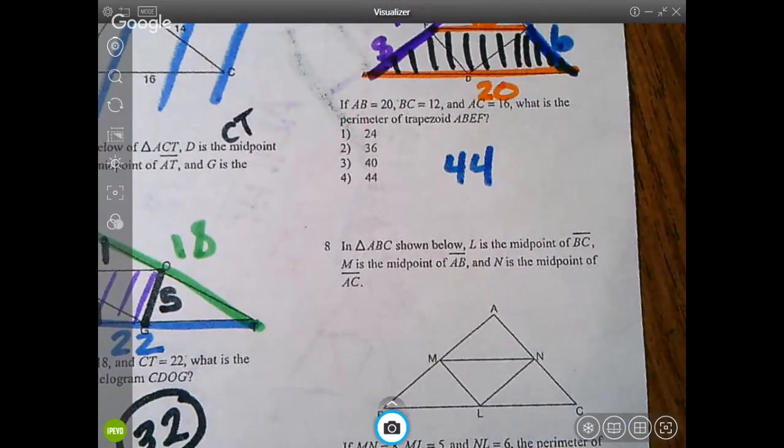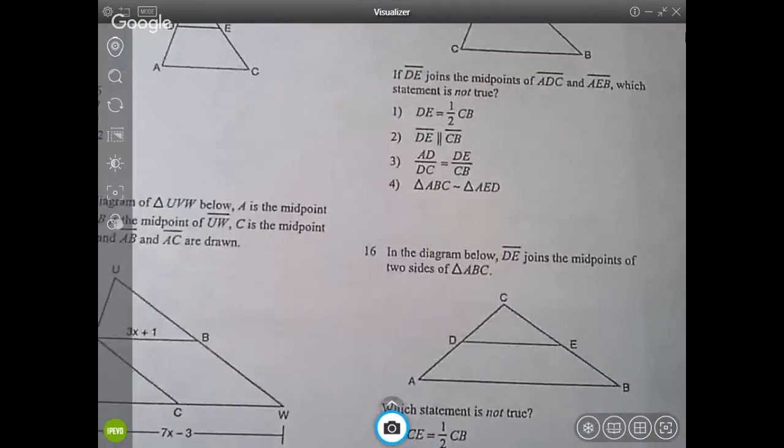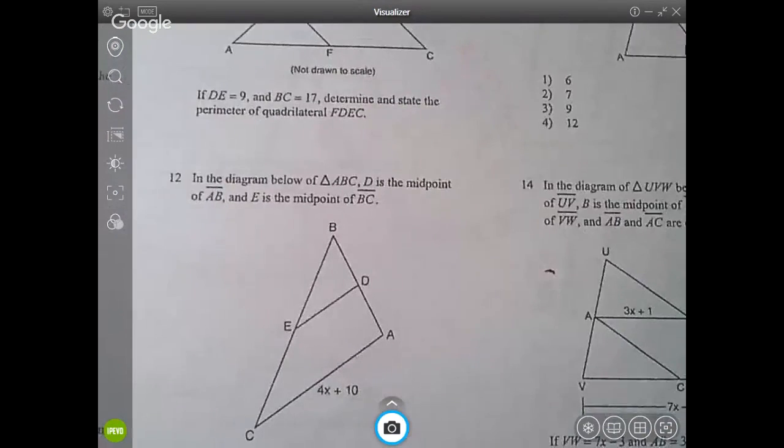Okay, we're going to skip everything to question number 12, because all the other questions are similar to what you've already been doing.